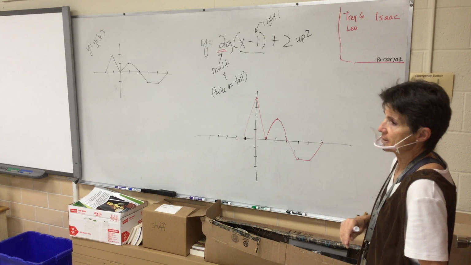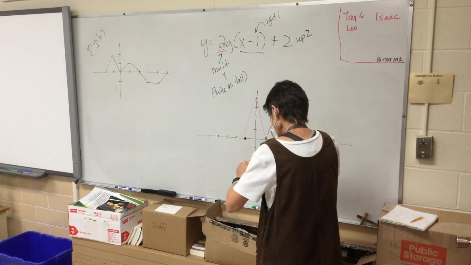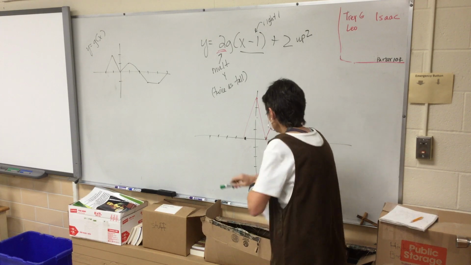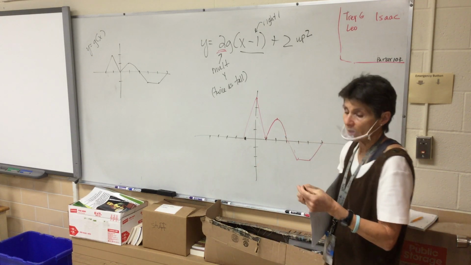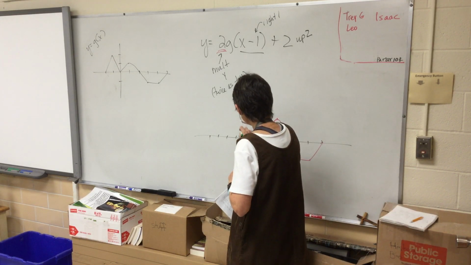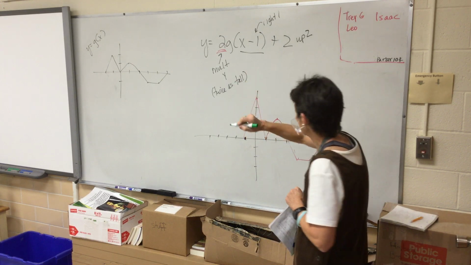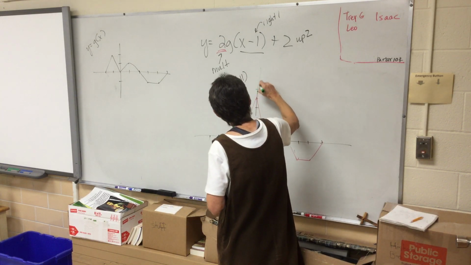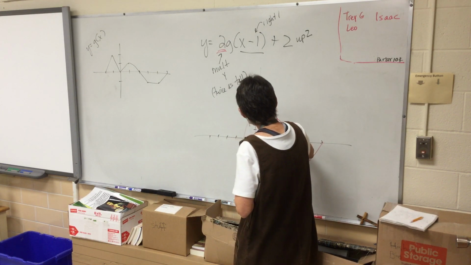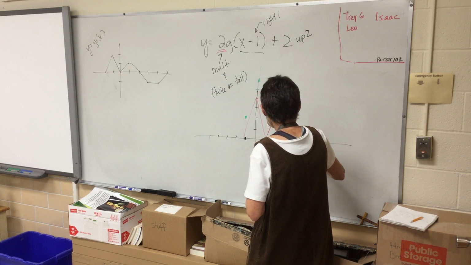Okay, now what happens? Up two. Up two. So we're going to take every one of these points and simply lift it up two. And on graph paper, that's easy. You just take this point and you lift it up two. Just two boxes, go up two boxes. And the same thing with this point. Each point, you're going up two boxes.